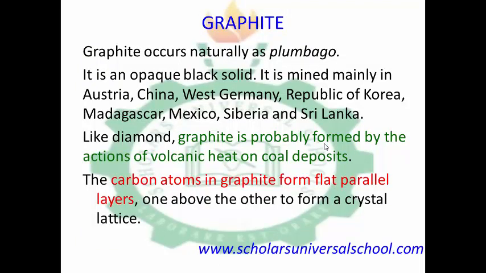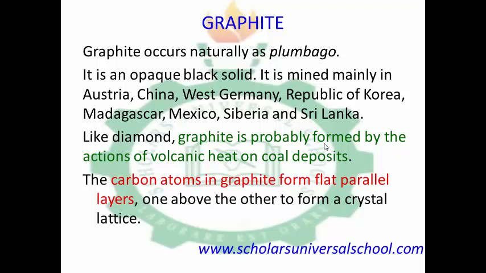Graphite can occur naturally as plumbago. When it is called plumbago, you find it in Austria, China, Western Germany, Republic of Korea, Madagascar, Mexico, Siberia, and Sri Lanka. So you can find graphite there. Although it is not uncommon to see graphite in Nigeria and other parts of Africa too, it is in a very small or insignificant quantity.